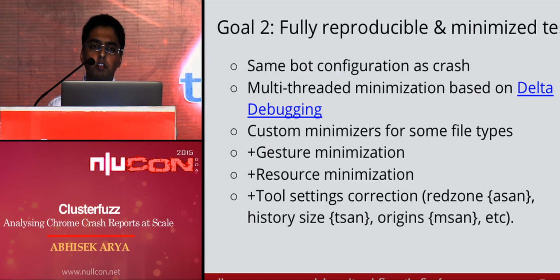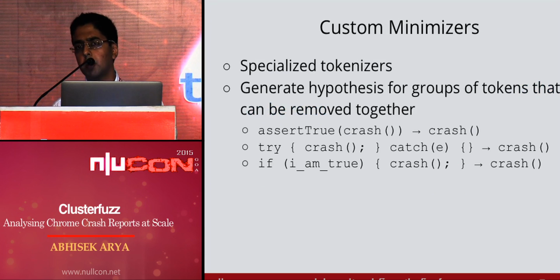This is based on a multi-threaded minimizer that is based on delta debugging. What it does is it generates a set of hypotheses that certain groups of tokens are not required for a crash. If that succeeds, we remove those tokens. Otherwise, we break them up into smaller groups. We have custom minimizers for different formats. For pure JavaScript, it's best to tokenize by semicolons, by curly braces, and so on.